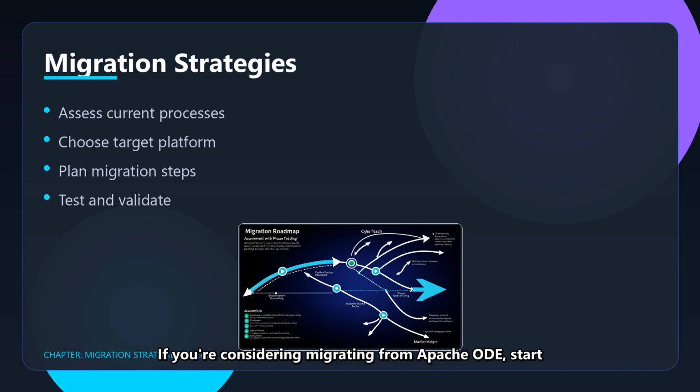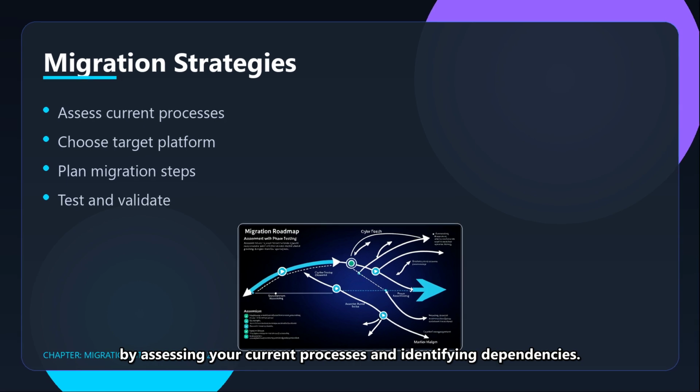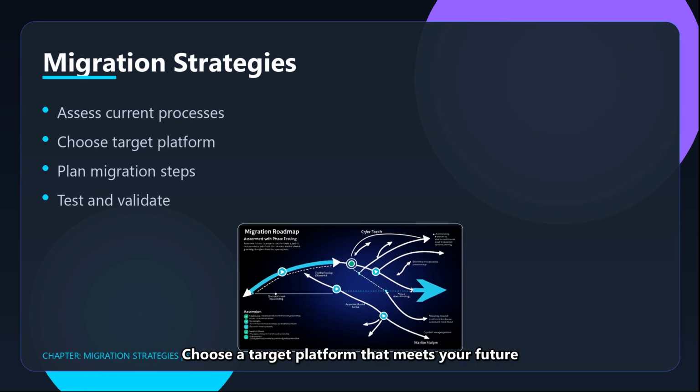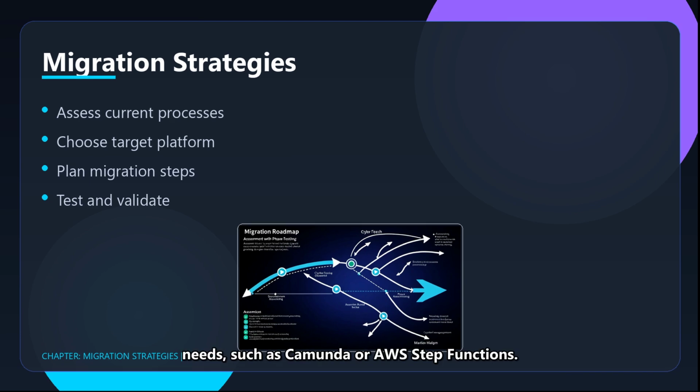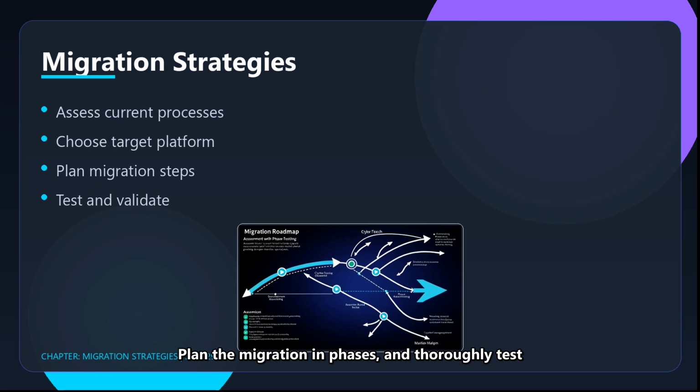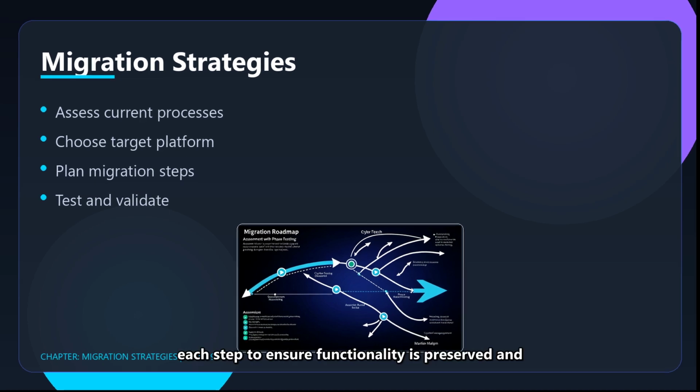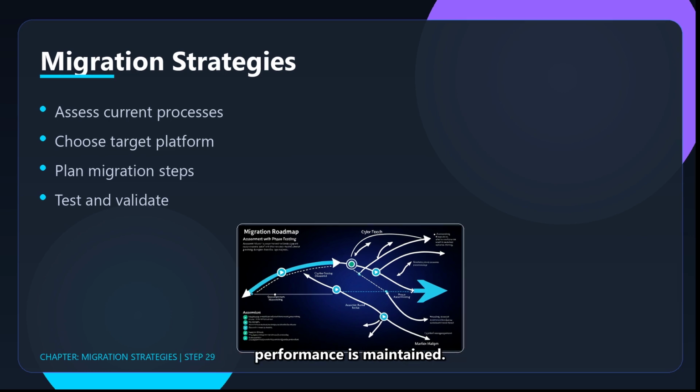If you're considering migrating from Apache ODE, start by assessing your current processes and identifying dependencies. Choose a target platform that meets your future needs, such as Camunda or AWS Step Functions. Plan the migration in phases and thoroughly test each step to ensure functionality is preserved and performance is maintained.